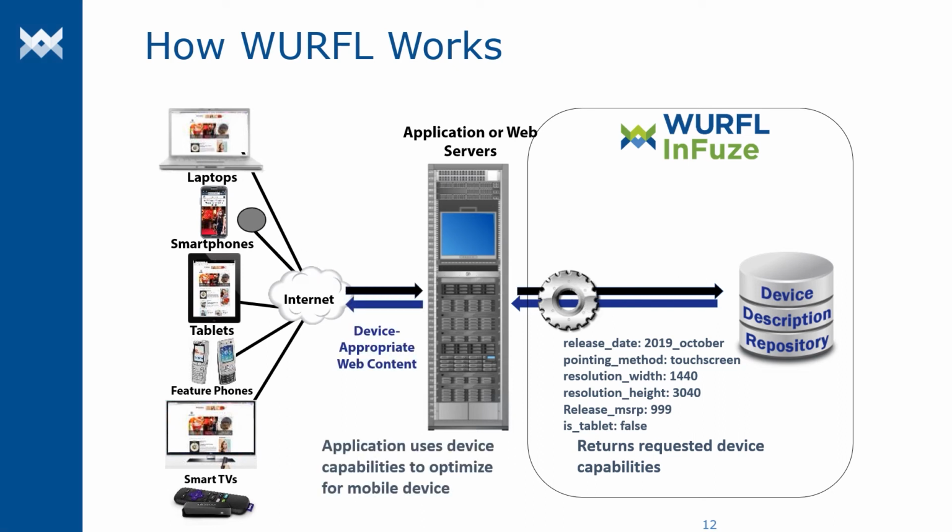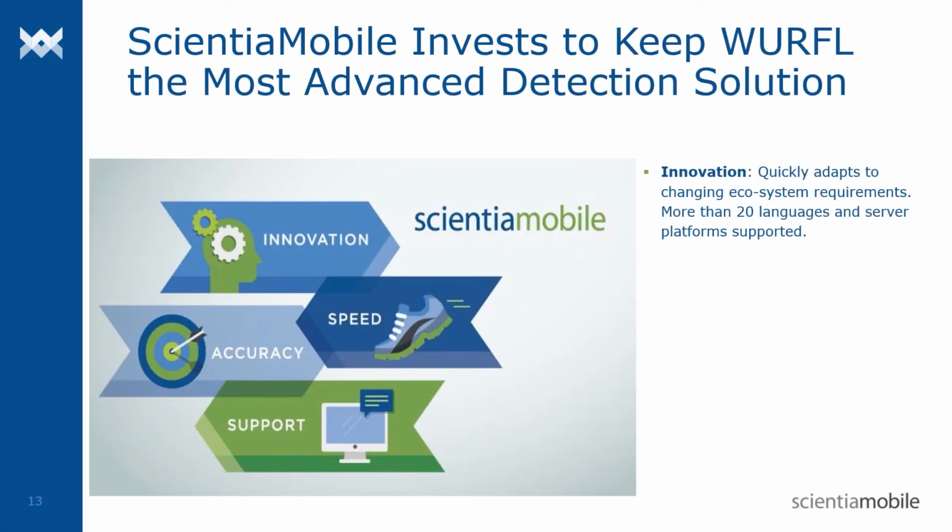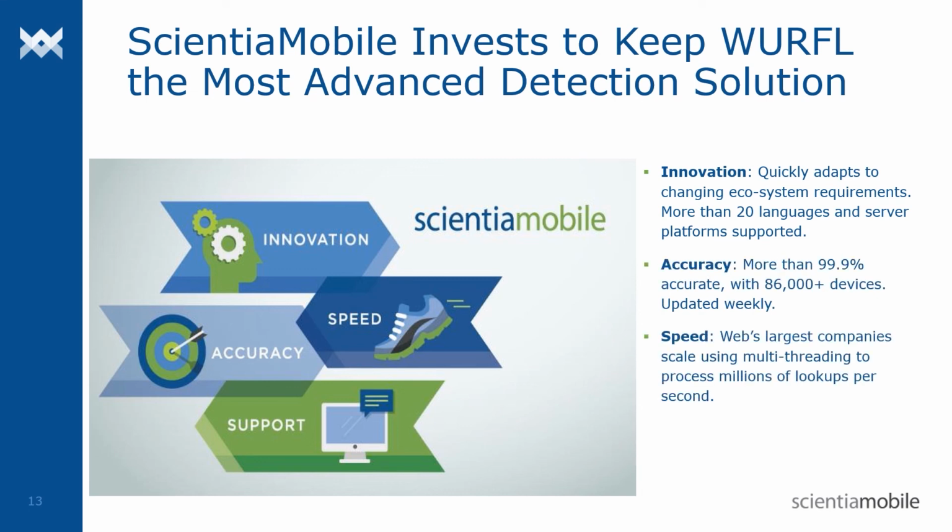From a user's perspective, not much has changed. You give WURFL the HTTP request and WURFL will return the device information. You won't need to worry about whether the user agent string is frozen or not. The WURFL API will figure that out for you and use the client hints if available. At the end of the day, you can continue to receive the same accuracy, performance, innovation, and support from WURFL and Scientia Mobile.